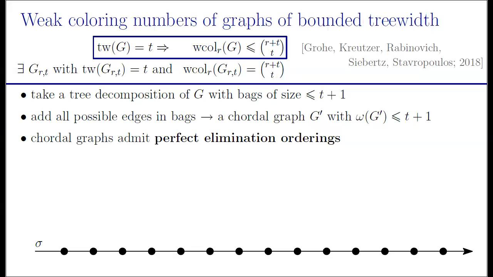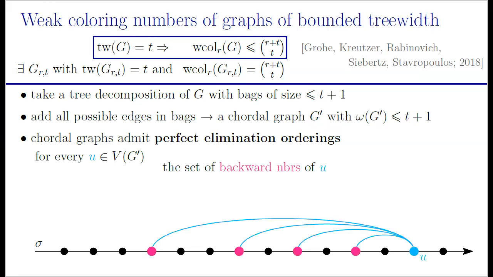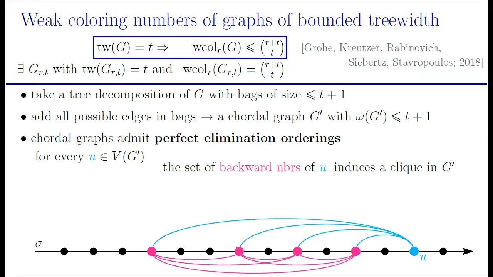It's quite simple. So what is a perfect elimination ordering? It's an ordering on the vertices of a graph such that for every vertex of this graph, the set of backward neighbors, which we already encountered, induces a clique in G prime. So any vertex I take, I look back, and this is a clique.